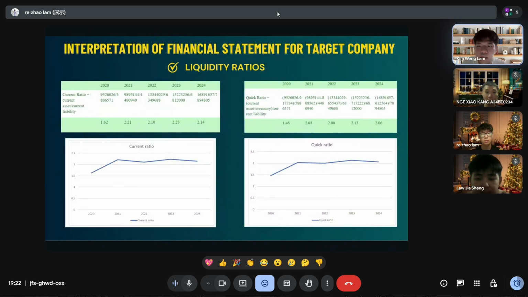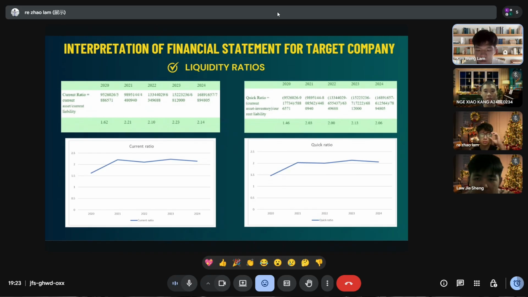Now we come to the interpretation of financial statements for target companies. First, let us look at target companies' liquidity ratio, which reflects the company's ability to meet short-term obligations. Target companies' current ratio increased from 1.62 in 2020 to 2.21 in 2021, showing a strong recovery after the COVID-19 disruptions. The ratio remained above 2 for the following years, peaking at 2.23 in 2023 before slightly declining to 2.14 in 2024. This indicates that the target company consistently maintains sufficient current assets to cover its short-term liabilities.